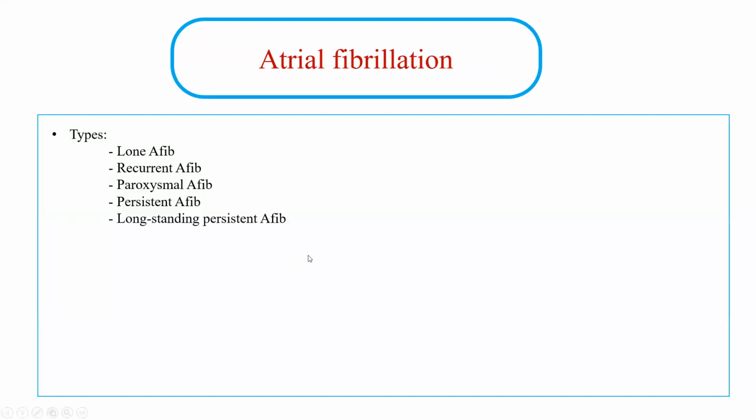And the last type is actually permanent AFib or accepted AFib, in which the patient presents with AFib for more than a year, and we are not pursuing any rhythm control. It's rate controlled by itself. The rates are normal. The heart rate is less than 100, and there are no other problems. So we keep the patient in atrial fibrillation, and we don't do anything for those patients. This is called permanent or accepted atrial fibrillation.